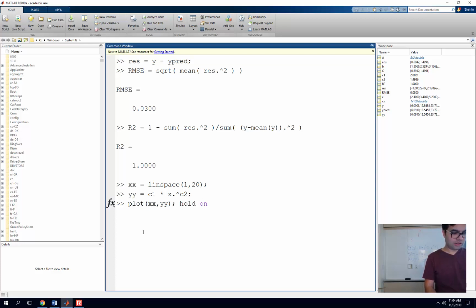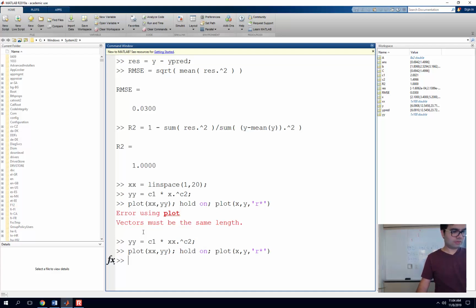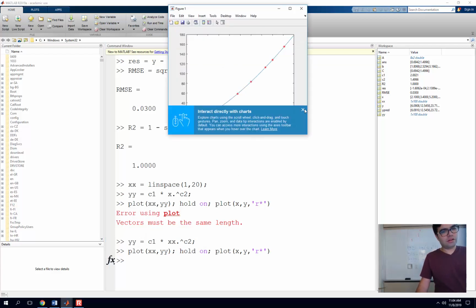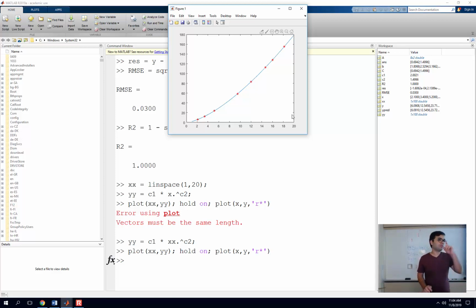Hold on. Plot x comma y with red asterisk. Oh, y was wrong. It should be x to the power of c2. That's the plot. We got an r squared of almost 1, so that's an almost perfect fit. The residuals are so small that you don't see them.